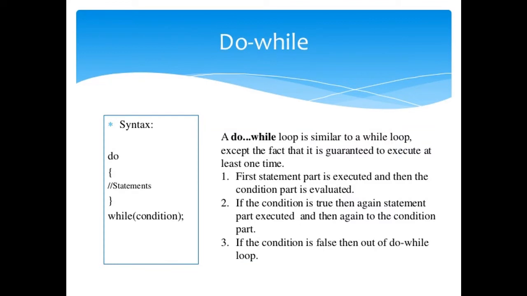The next one is the do while loop. A do while loop is similar to a while loop, but the do while loop checks the condition at the end of the loop, which means the statements inside the loop will be executed at least once even if the condition is never true. See the syntax given in the box.